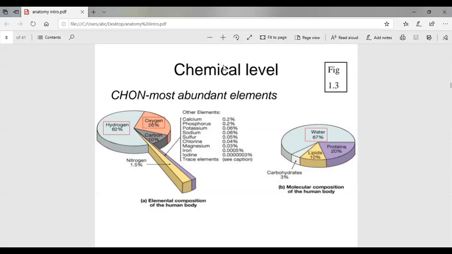For example, on the right side, can you see the molecular composition of the human body? It is 67% water, 3% carbohydrates, 10% fats, and 20% proteins. So this is the basic, the lowest level of organization in the human body. And on the left side, these are the various elements in different proportions in the human body. Let's go ahead.